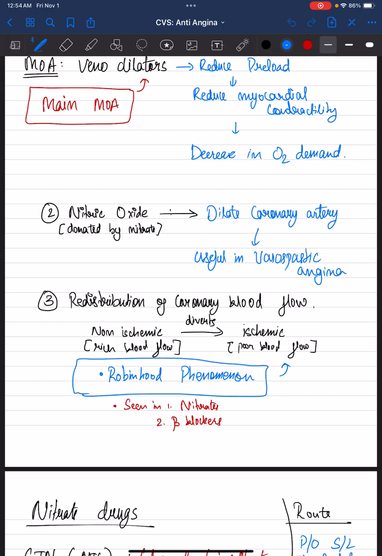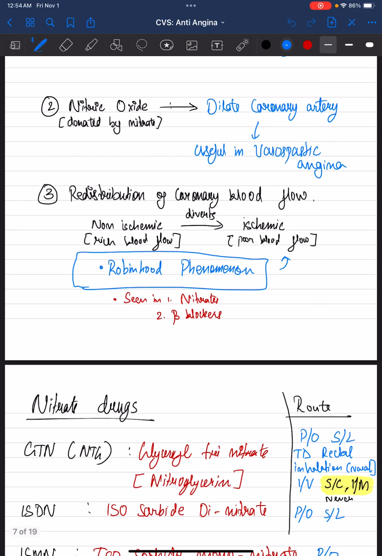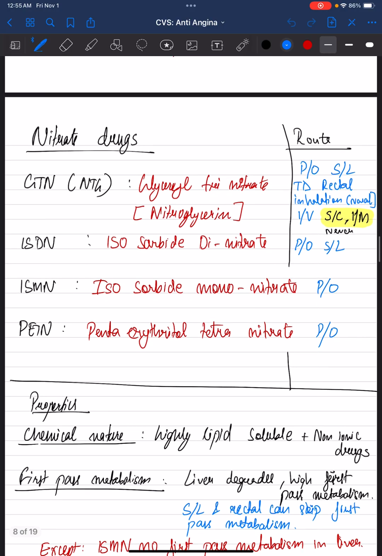Non-ischemic area means the area which has rich blood flow, and ischemic area means the area that has poor blood flow. So this phenomenon is known as the Robin Hood phenomenon, and there is redistribution of coronary blood flow due to the nitrates. This phenomenon is seen in nitrates, and it is also seen in beta blockers. So let's study about the different nitrate drugs.